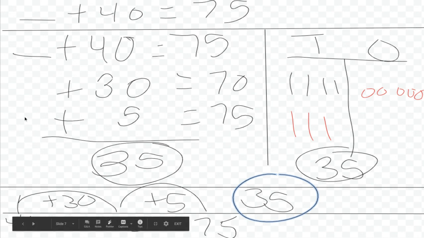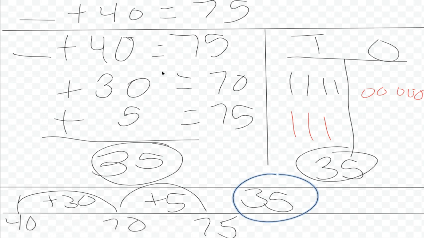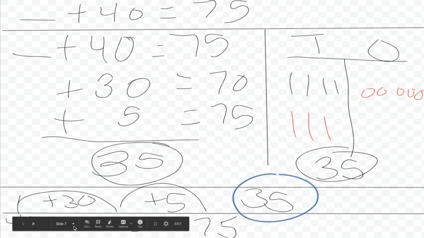And finally, down here at the bottom, I started at 40 once again and made a big hop of 30, which equals 70, and then a smaller hop of 5, which equals 75. If I count up the amount in the hops, 35 is the answer.